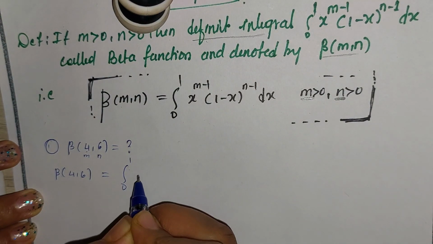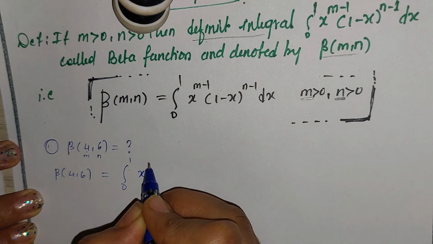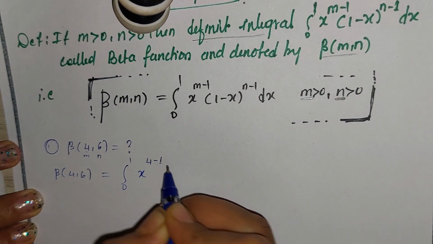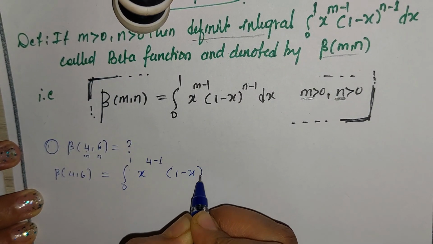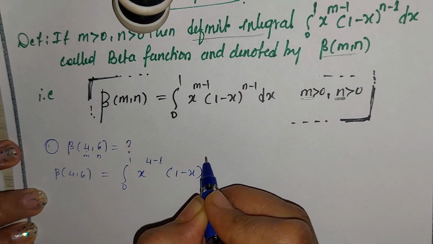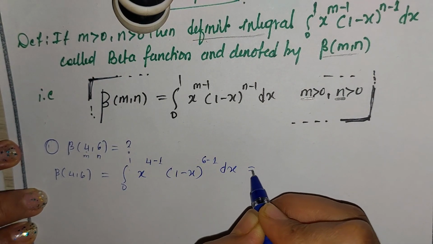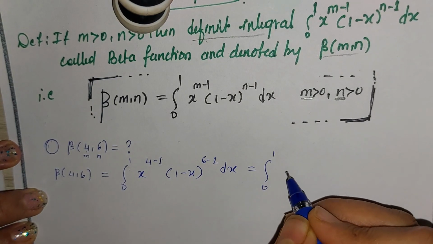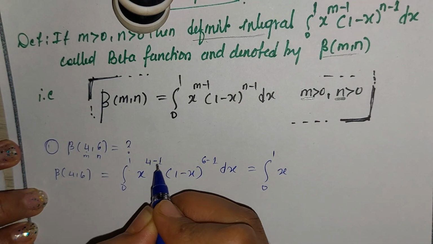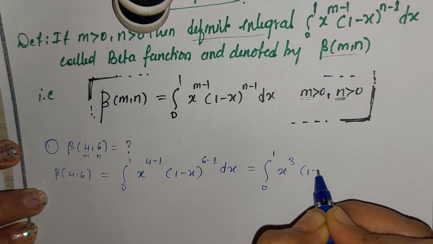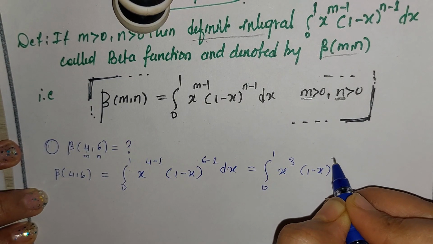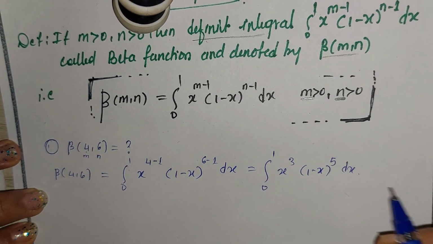We'll get integration from 0 to 1 of x raised to m, which is 4 minus 1, and (1 minus x) whole raised to n, which is 6 minus 1, dx. So next, this is equal to the integration from 0 to 1 of x raised to 4 minus 1, which is 3, and (1 minus x) whole raised to 5 dx. This is the equation we got.